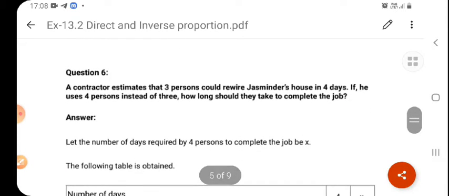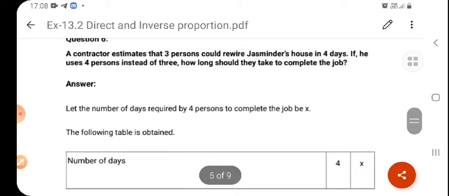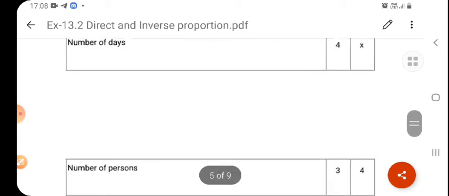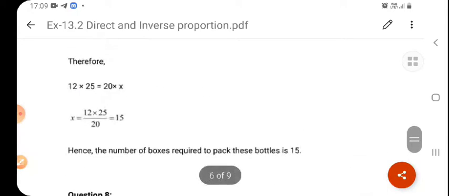A contractor estimates that 3 persons would require 4 days to paint Jasminder's house. If he uses 4 persons instead of 3, how long should they take to complete the job? So here the number of days and persons are given. The number of days is 4, the number of persons is 3, and the number of days is x.